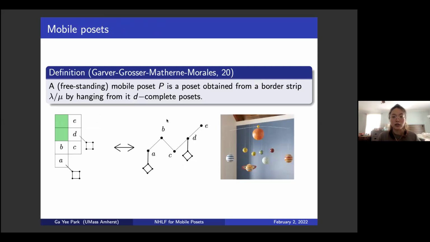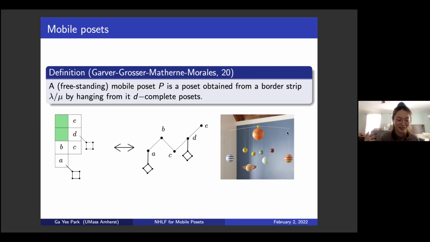It was originally introduced by these 4 people, and we are basically taking a border strip or some kind of skew shape that hopefully we'll be able to generalize in the future. But for now, we'll be just working with border strip, and we'll be hanging the complete posets all over, and we have a mathematical mobile here.